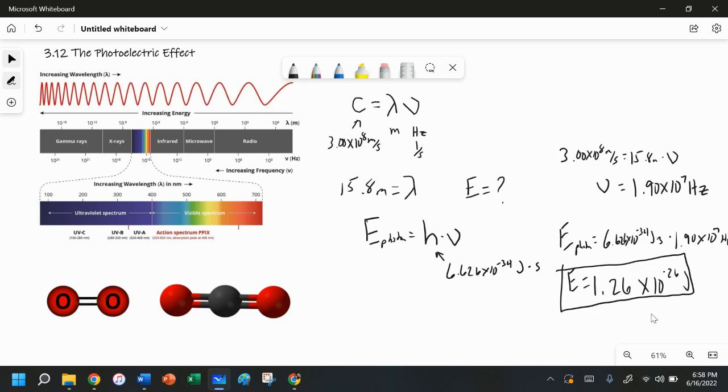So that's the photoelectric effect. Again, for how this is used in spectroscopy, you'll need to watch another video.